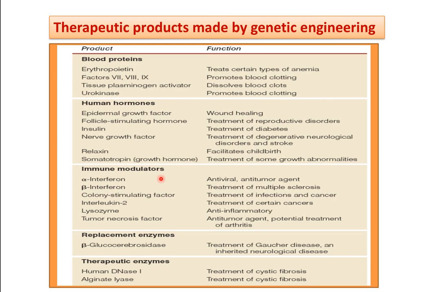Talking about immune modulators, we have alpha interferon, beta interferon, CSF, that is colony stimulating factor, lysozyme, and tumor necrosis factor. Then replacement enzymes like glucocerebrosidase, which is used in the treatment of Gaucher disease, an inheritable neurological disease. Some therapeutic enzymes are human DNase 1 and alginate lyase. Human DNase 1 is used for the treatment of cystic fibrosis, and alginate lyase is also used in the treatment of cystic fibrosis.